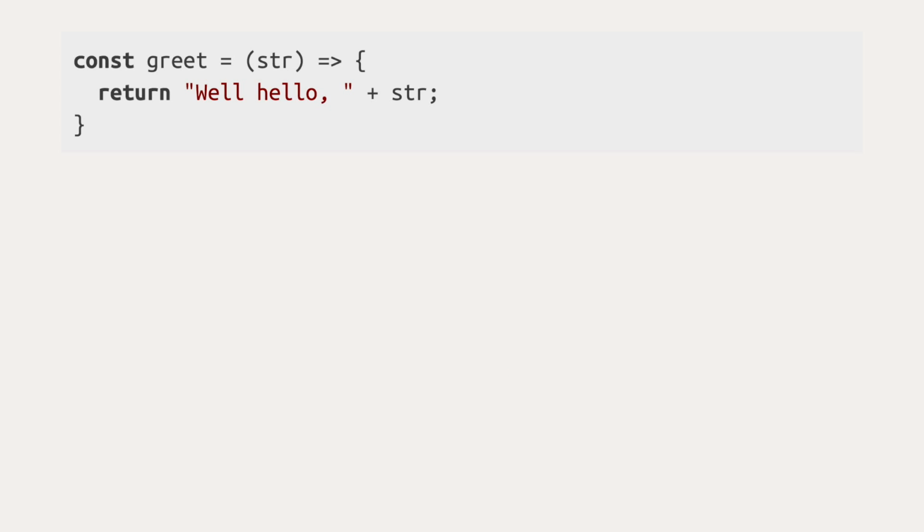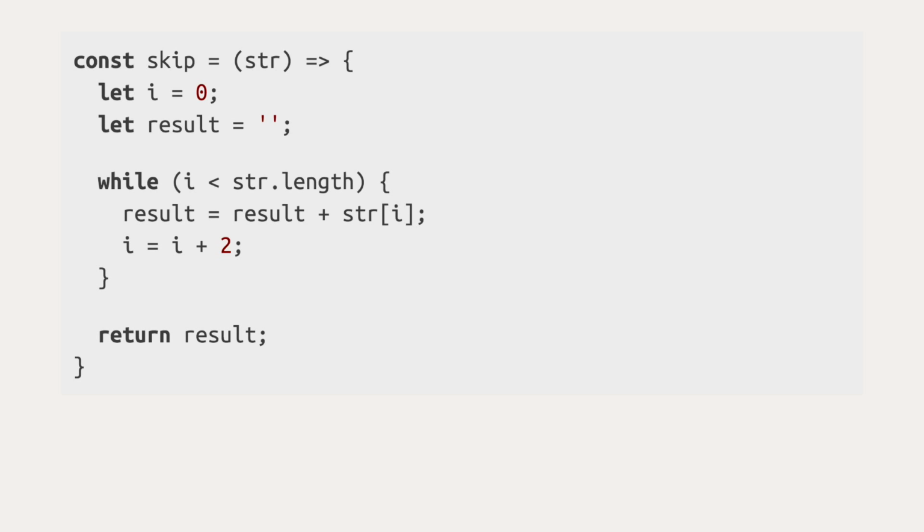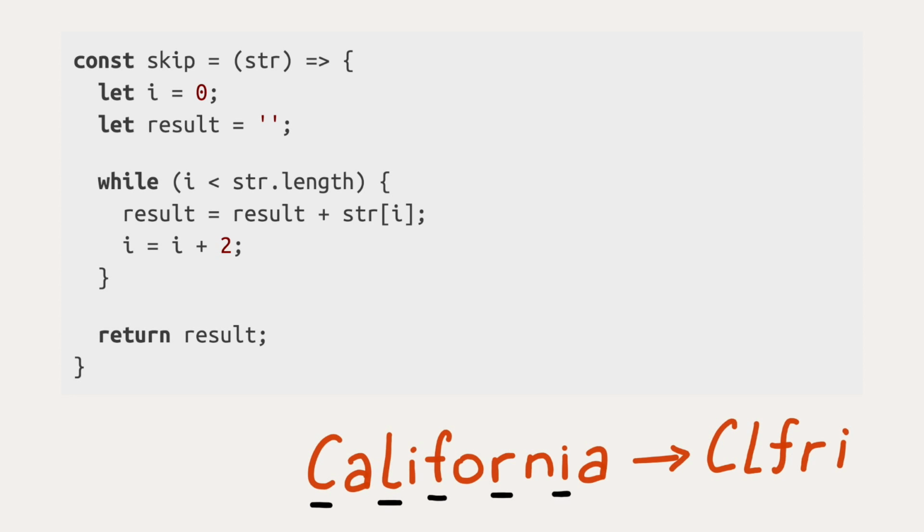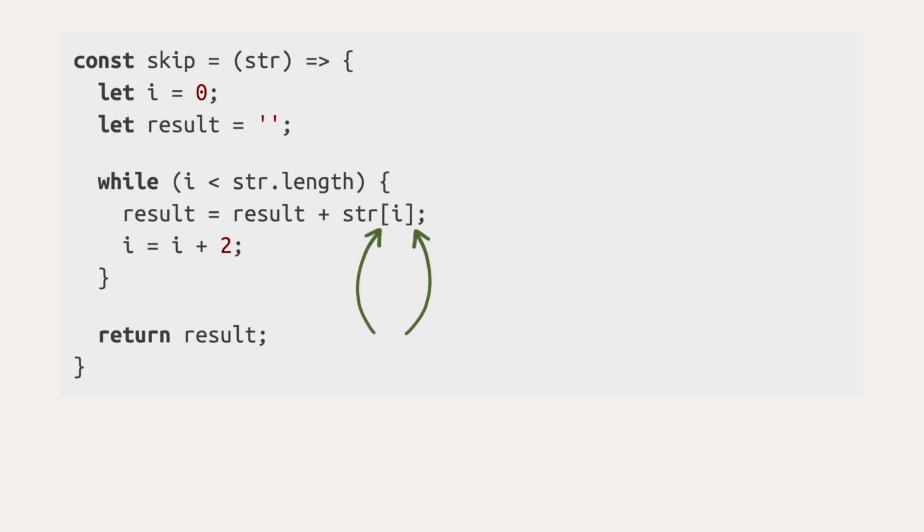Okay, another example. This is a function that accepts a string and returns the same string but with every other letter skipped. For example, California becomes CLFRI. These square brackets allow us to get individual characters from a string. Like many things in programming, you start counting from 0, not from 1. So the first character of str is str[0], the second is str[1], etc. This number is called an index.